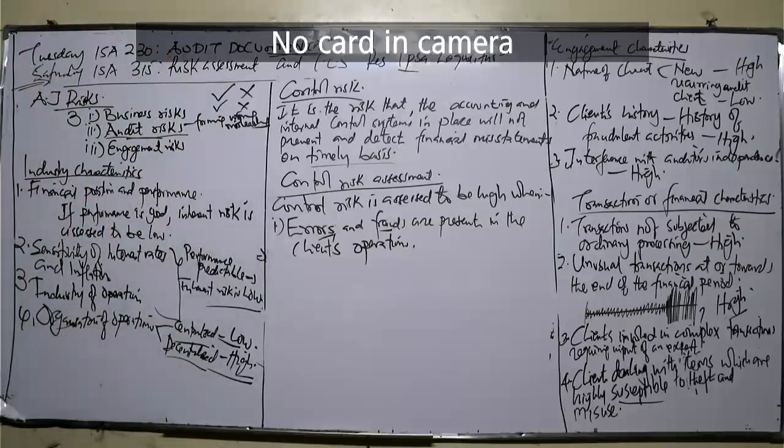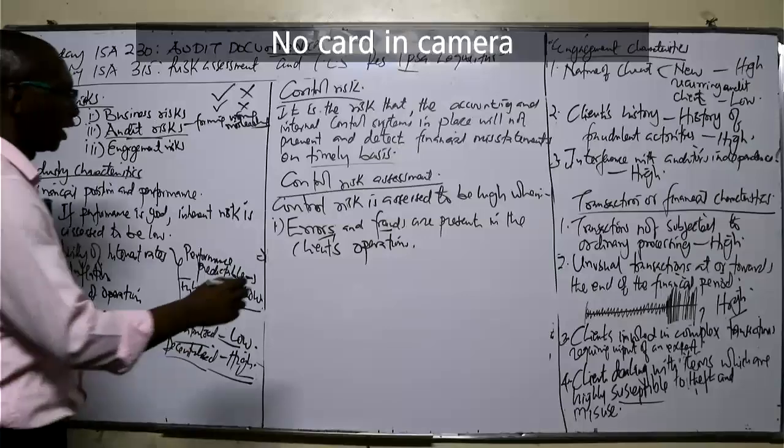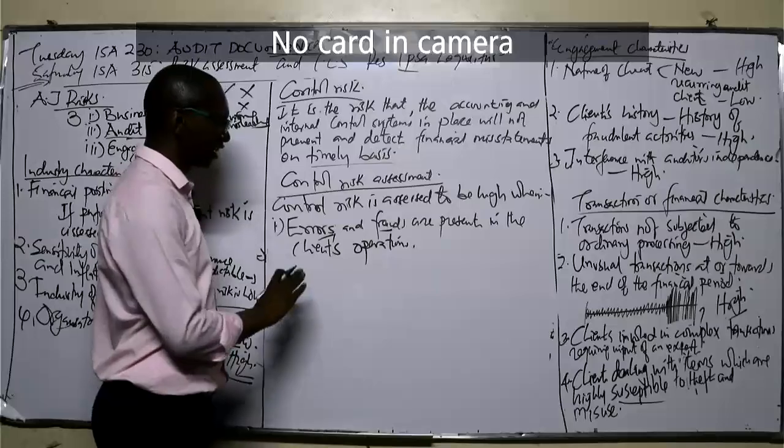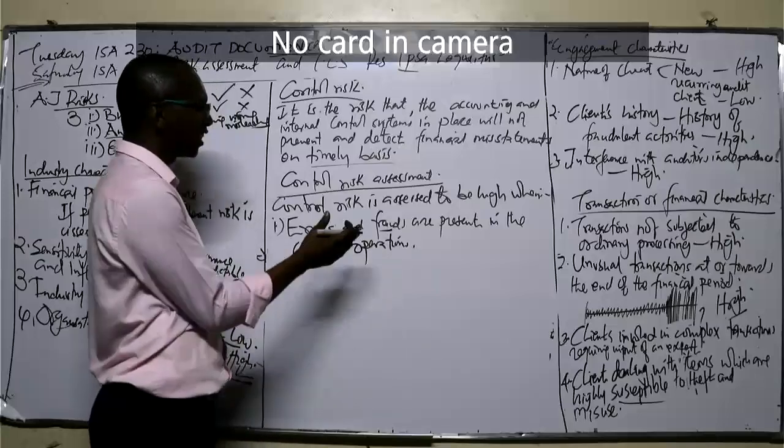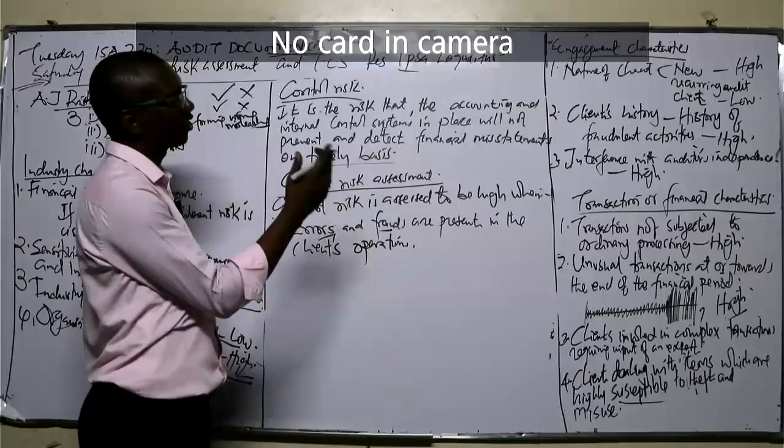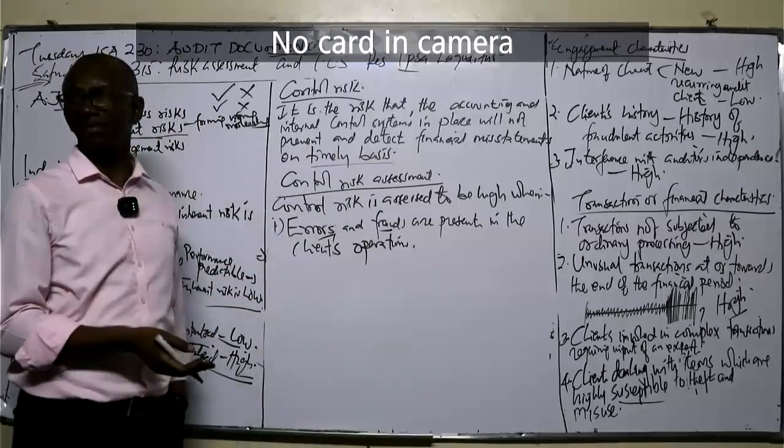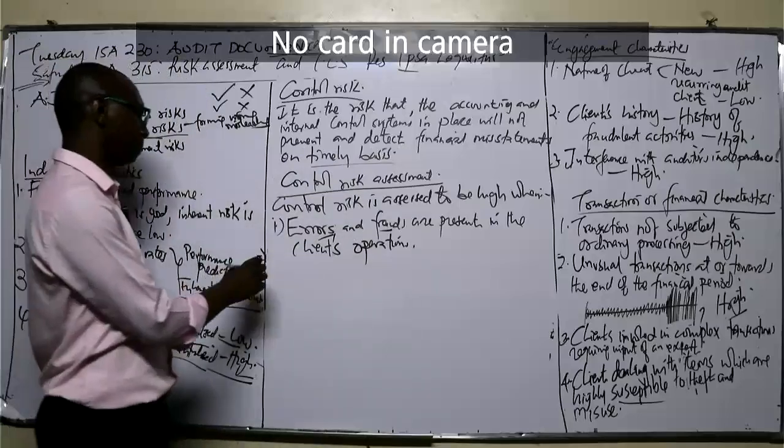You may find a car that has caused an accident, there was no mist, and you conclude this must have been negligence. That's what I mean by facts speak for themselves. You need not explain so much. So errors and frauds are present in the client operations. It's evident that if there are errors and frauds, the controls in place are not working. You can't defend it otherwise.